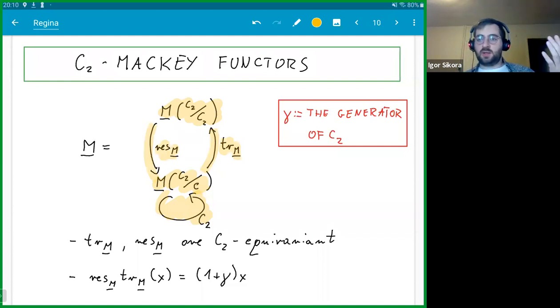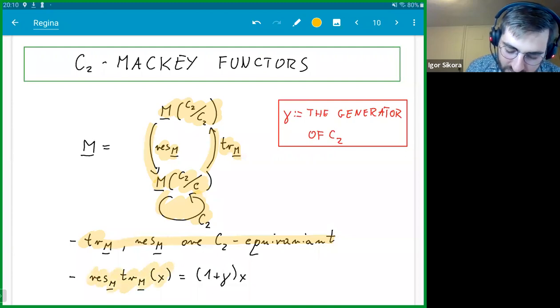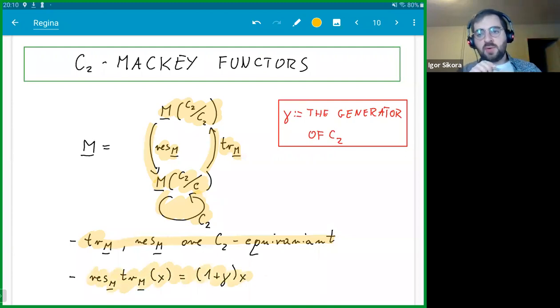What we require from these maps is that they are both C2 equivariant, which just boils down to the following statements: the image of the restriction needs to be in the fixed points of the bottom abelian group, and the transfer needs to factorize through orbits of the bottom group. And the other condition is known as the Mackey formula. If we start in our bottom group, go via transfer, and then go down via the restriction, then actually we are multiplying by the element 1 plus gamma, also known as the norm element for C2.